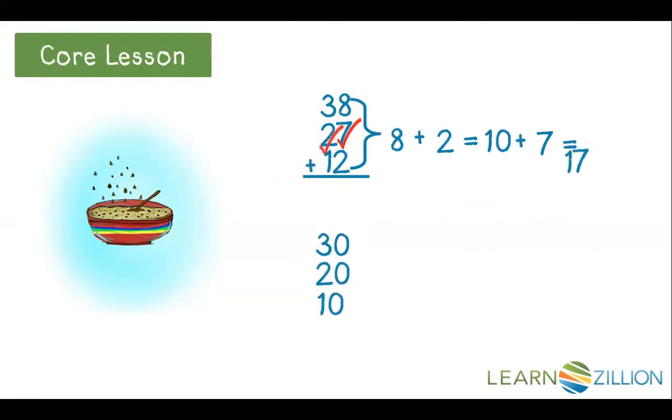Now we can add our 17 ones to this. 30 plus 20 plus 10 plus 17. We will know that we'll have 7 ones. Our tens, let's add. 3 plus 2 is 5. 5 plus 1 is 6. Another 1 is 7. So 30 plus 20 plus 10 plus 17 equals 77. 38 plus 27 plus 12 equals 77. That's a lot of chips in our batter.